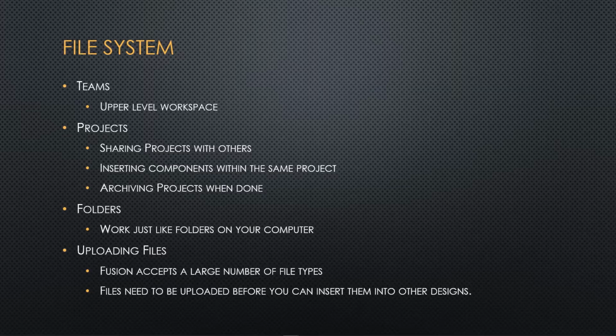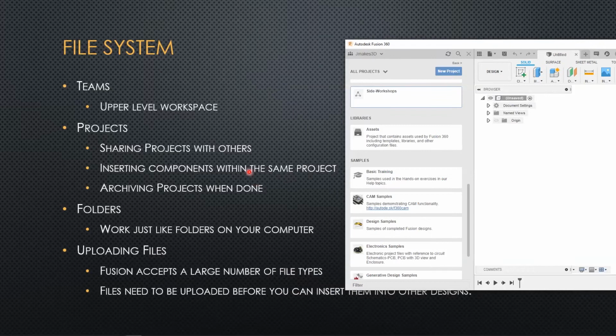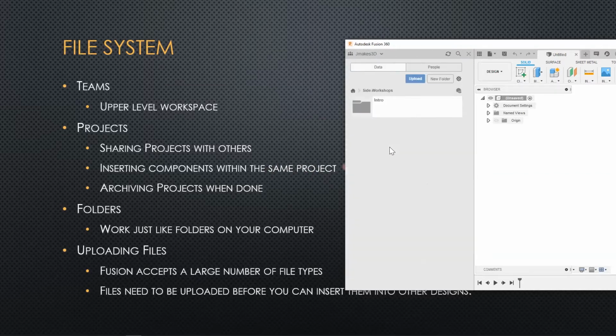So we have teams, and I have Fusion 360 here. This is the upper level workspace. I'm in the JMakes 3D team, and then you have all your projects. Projects are what you're going to share with other people. If you want to have components, files, anything like that interact with one another, they're going to need to be in the same project as one another. So we're going to go into the side project workshops. Another thing to point out with projects is when you're done with a project, you can archive it. That way your team workspace doesn't get cluttered.